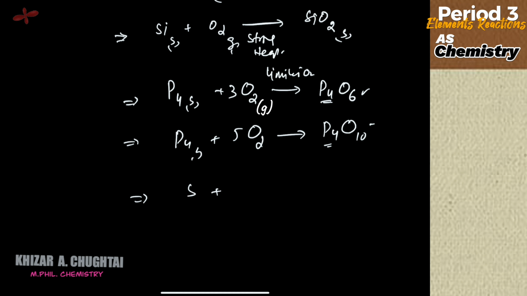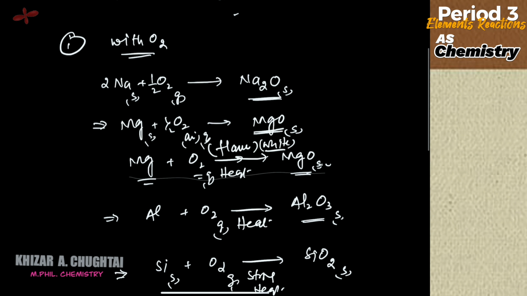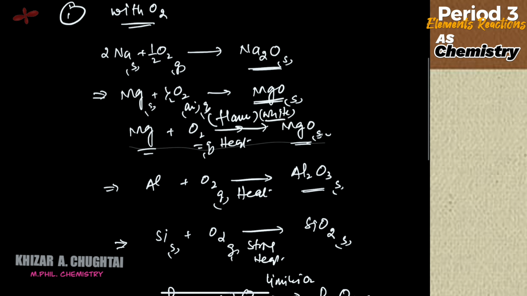The next element is sulfur. When sulfur is allowed to react with oxygen, first it makes SO2, sulfur dioxide. Furthermore, if you use plentiful oxygen, I mean in case of excess oxygen, it may change into SO3, but this reaction is reversible. There is not enough yield of SO3 without using a catalyst, pressure and temperature, and so on. Now, we can see that there is a change in oxidation state of each element in the compound. Sodium is showing +1 oxidation state. Magnesium is showing +2 oxidation state. Aluminium is showing +3 oxidation state.